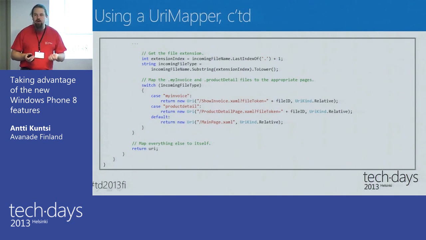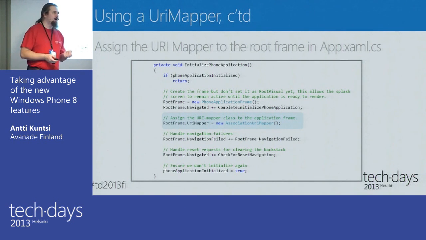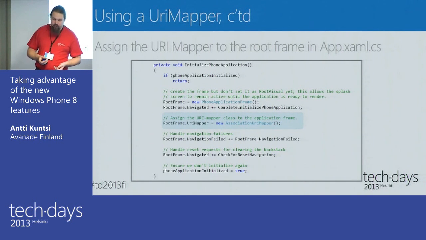So now we have this file, but how do we get called? You open up your App.xaml.cs, so code behind. You go to your InitializePhoneApplication, and you add the line there. You attach the UriMapper property to a new instance of your custom URI mapper. And now, whenever there's a URI that's coming into your application, it gets passed in, so you can handle it and decide where to go in your application at this point.